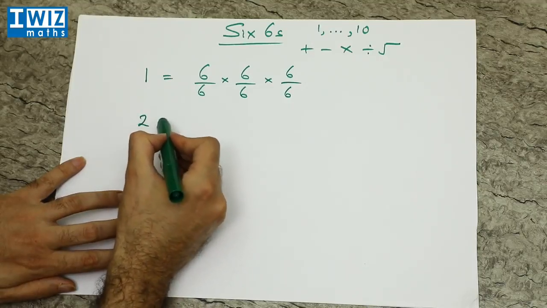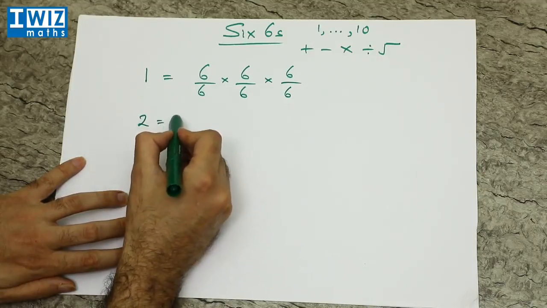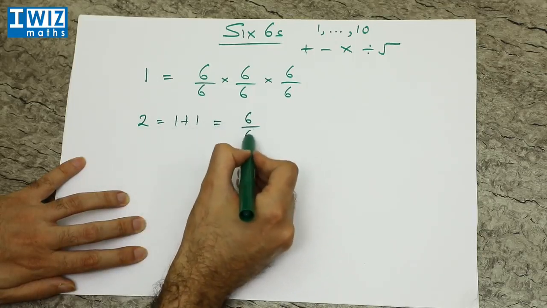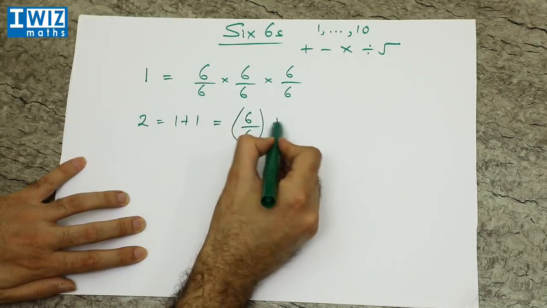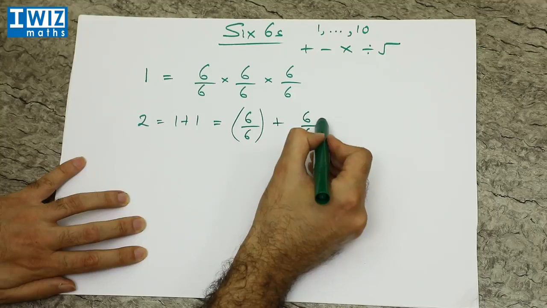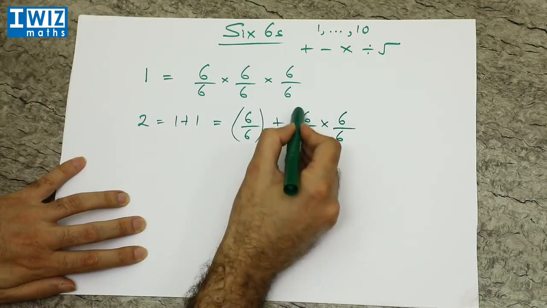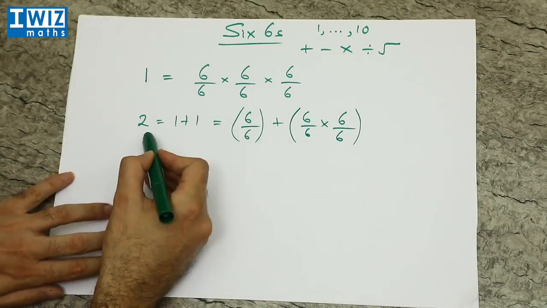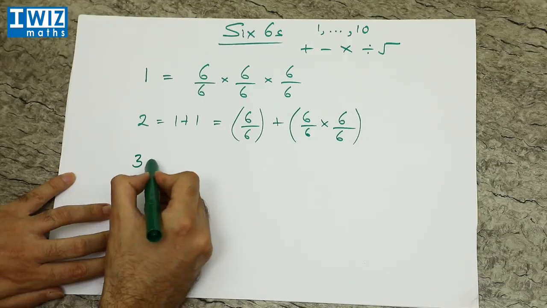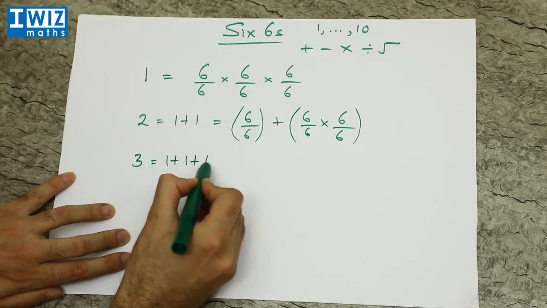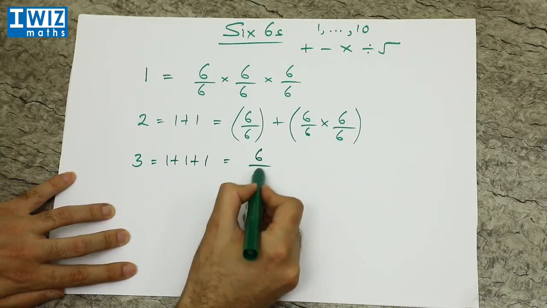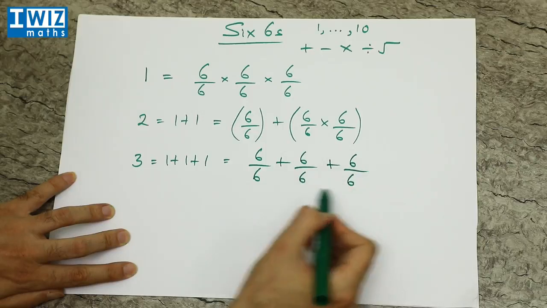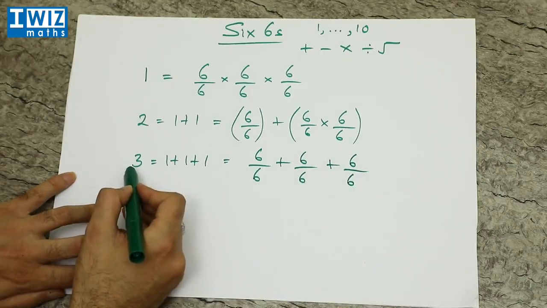The number 2 can be written as, let's say, 1 plus 1. So we can write that as 6 divided by 6, which gets us 1, plus 6 divided by 6 times 6 divided by 6, and put that in bracket. So that's 1 plus 1 is equal to 2. The number 3 can be written as just 1 plus 1 plus 1. So that would be 6 divided by 6 plus 6 divided by 6 plus 6 divided by 6, which gets us to 3.